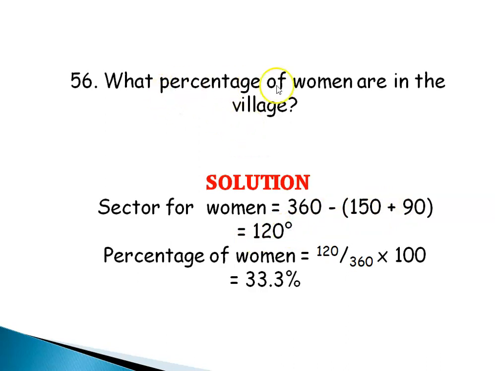But the question says what percentage? So for me to know the percentage of women, I'll take the sector for women divided by the total of that pie chart, multiplied by 100. So 120 divided by 360 times 100 will give me 33.3%. Is that taken? So this is the percentage of women in the village.